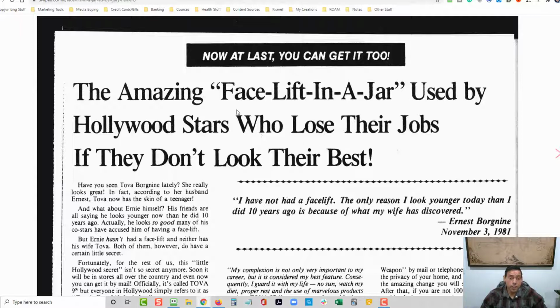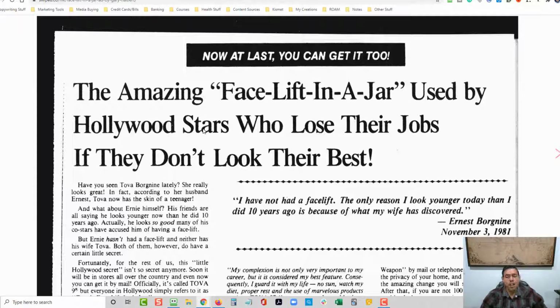So you have your promise that you're going to get this facelift in a jar, and then you have the proof backing it up. And proof comes in many different ways. There's many different types of proof. This particular proof is sort of an authority proof. So the authority being Hollywood stars.